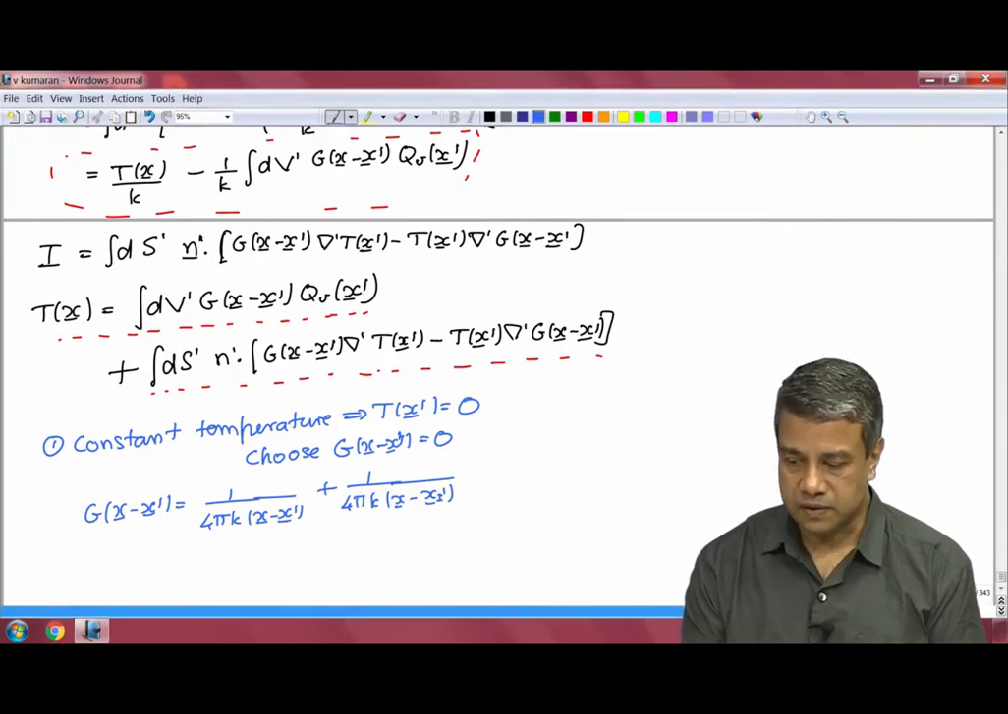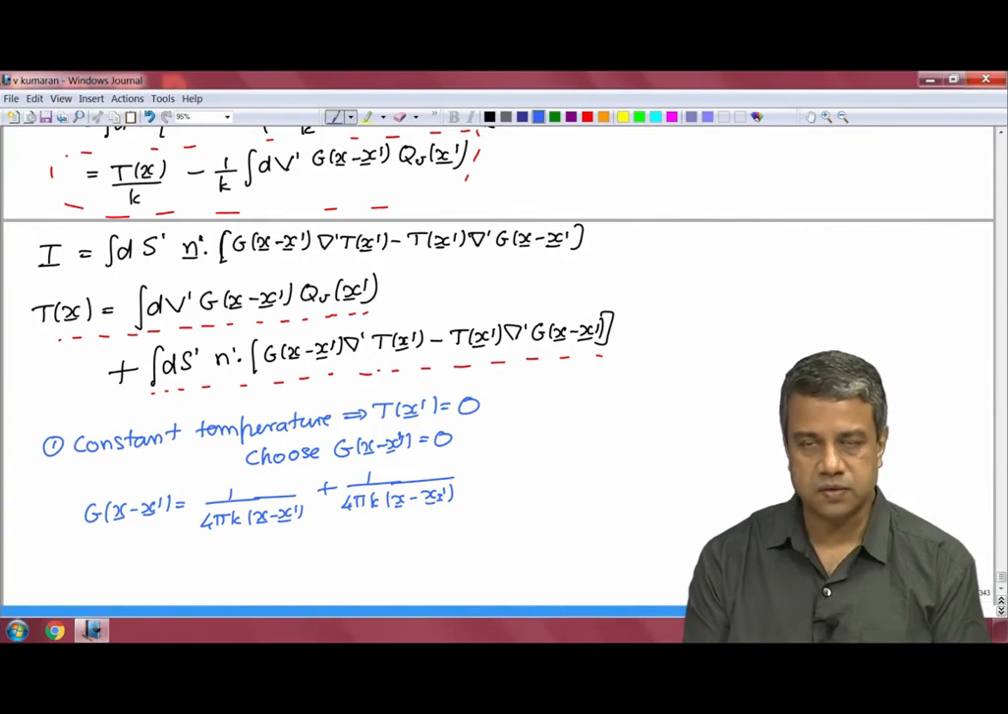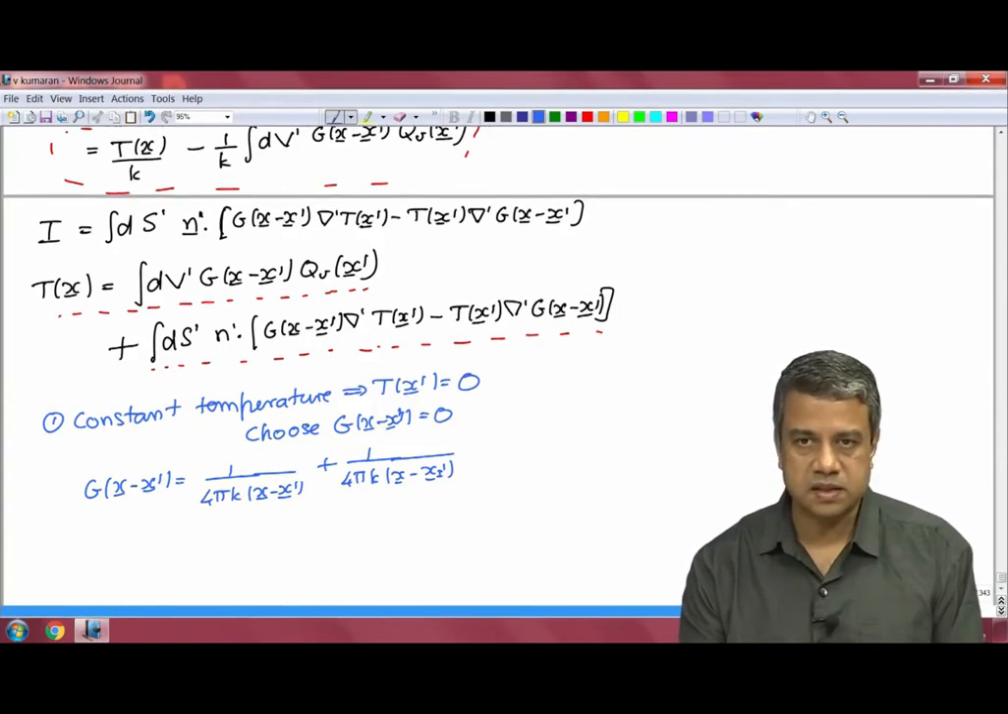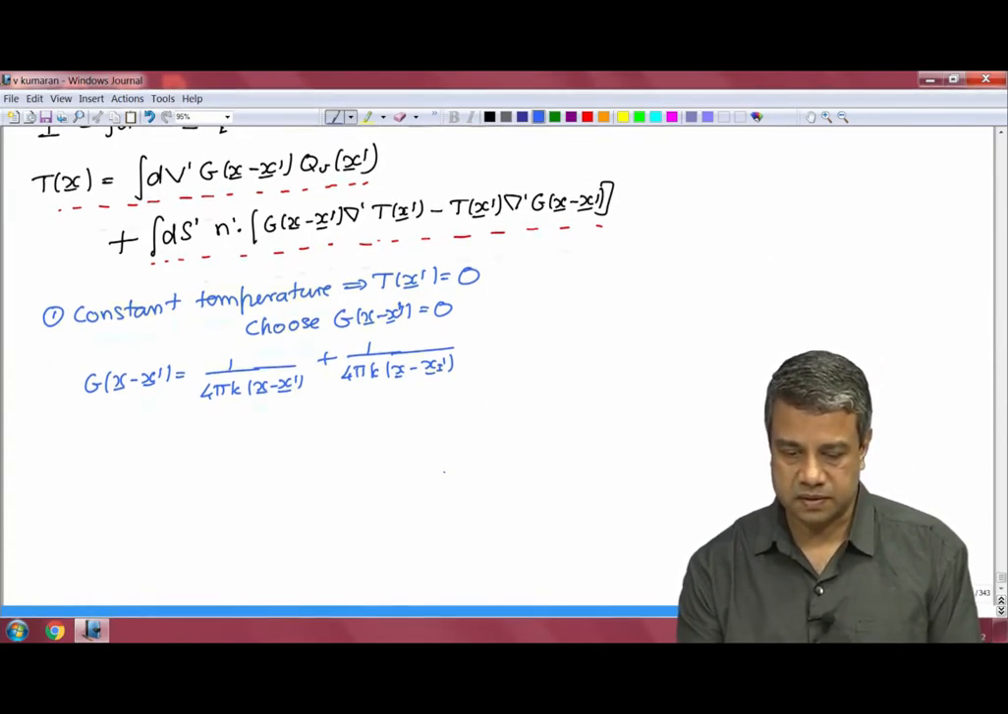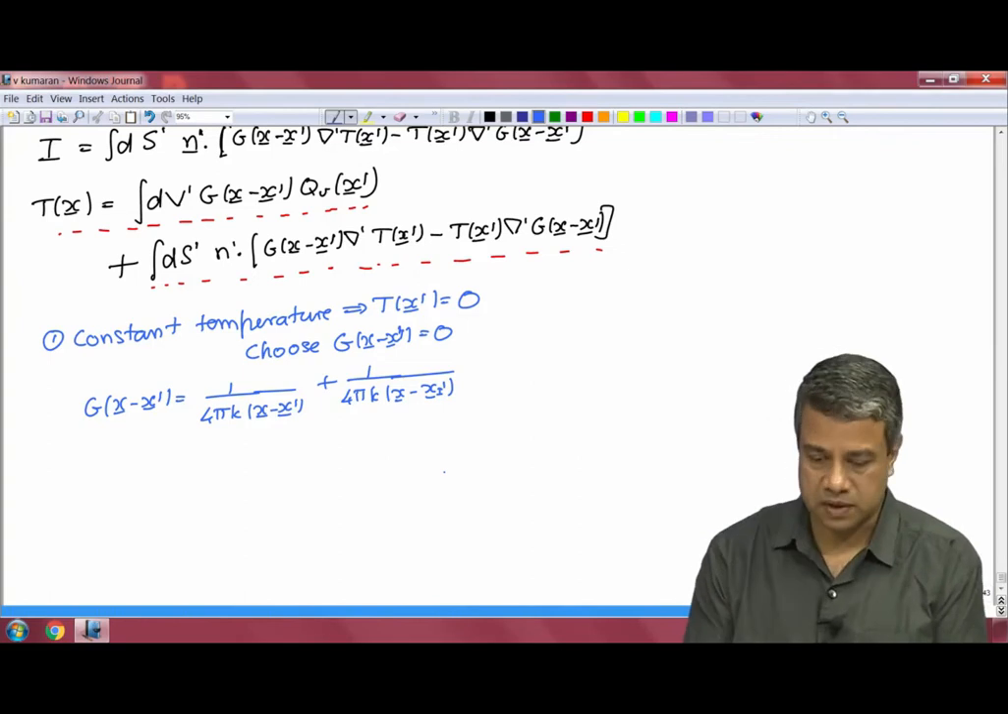So, if you have temperature specified to be 0 on the surface, you choose a Green's function which also has a 0 temperature on the surface. 0 temperature, I mean a constant temperature, because you can always subtract out a constant from the total temperature.